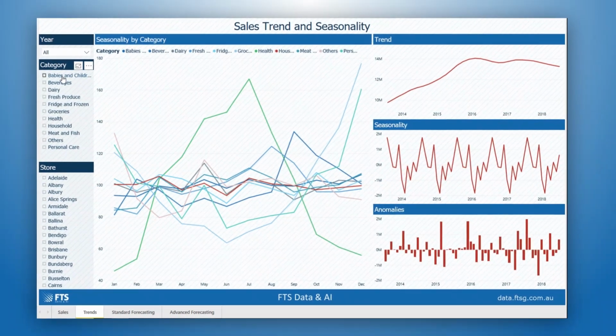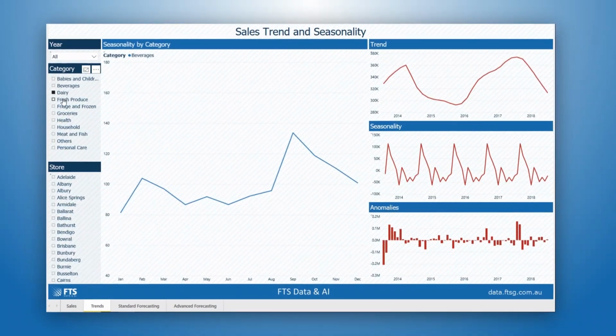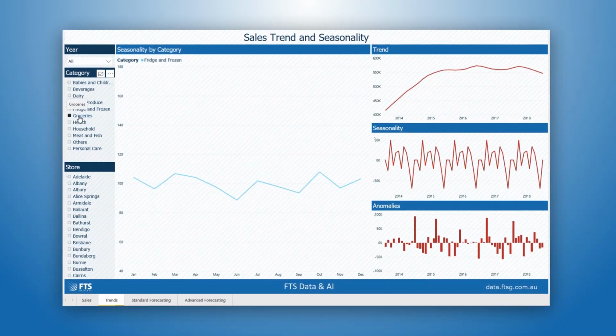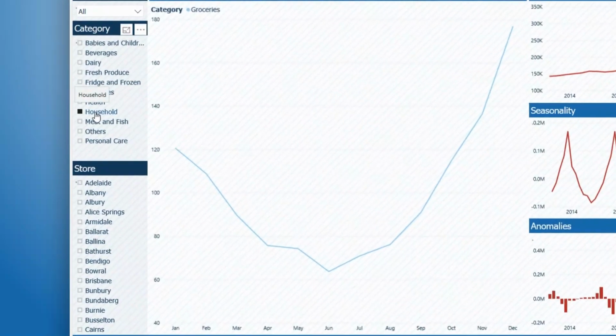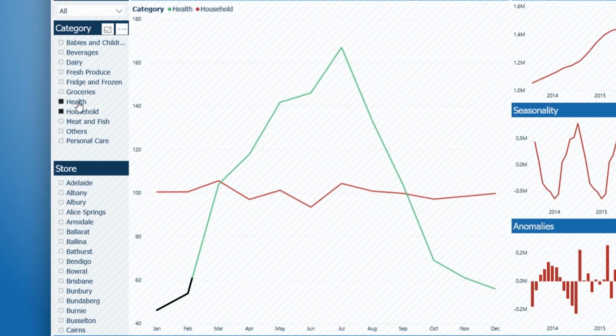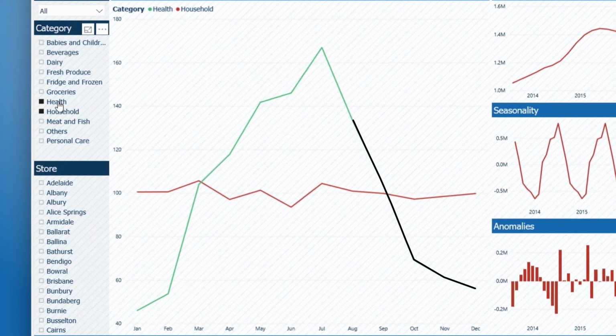Switching between the product categories allows the user to better understand how much particular products are impacted by the time of year. For example, the household category has no seasonal variation compared to the health category, which has a strong seasonal dependency due to the higher demand for health products in winter.